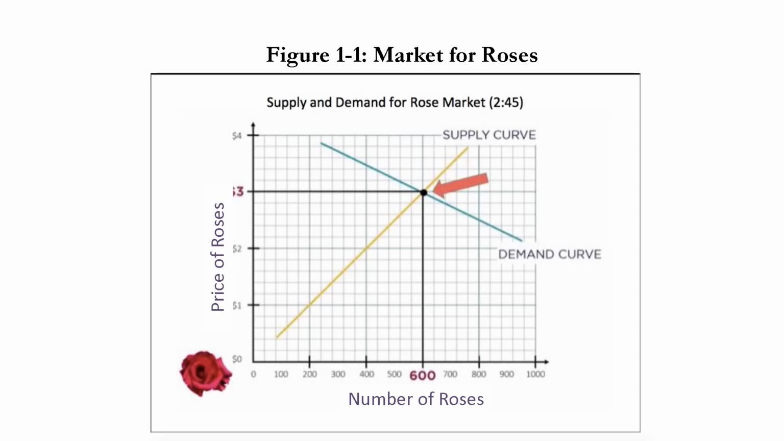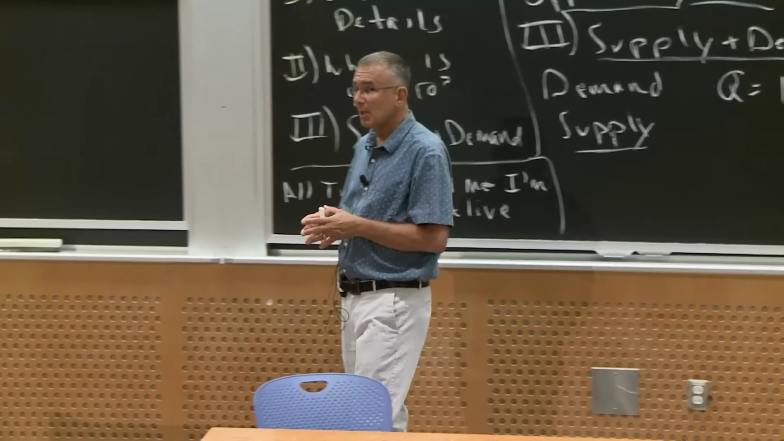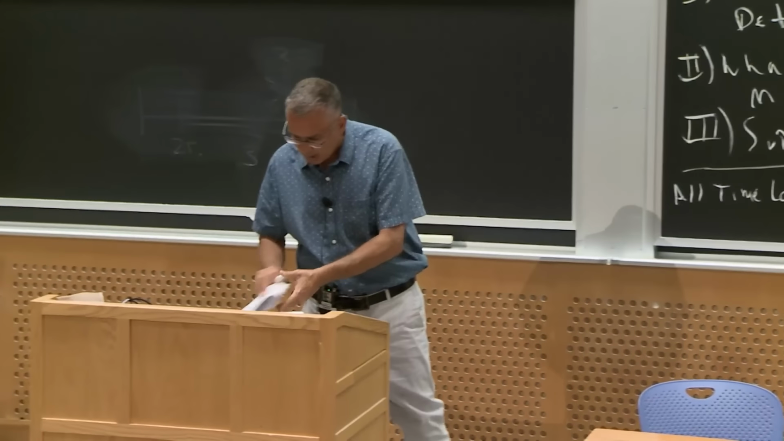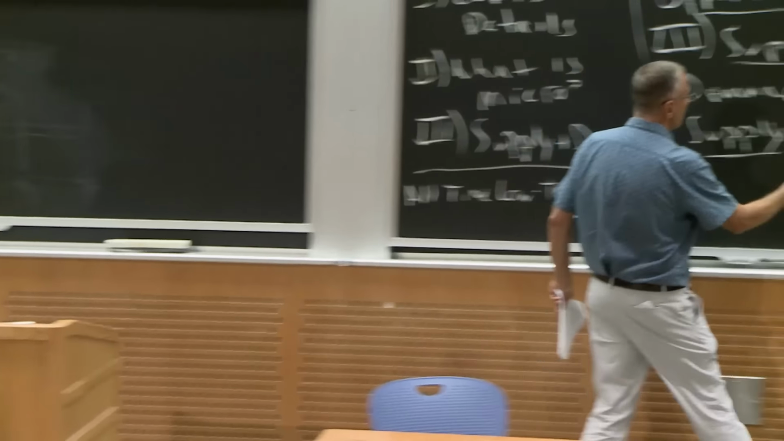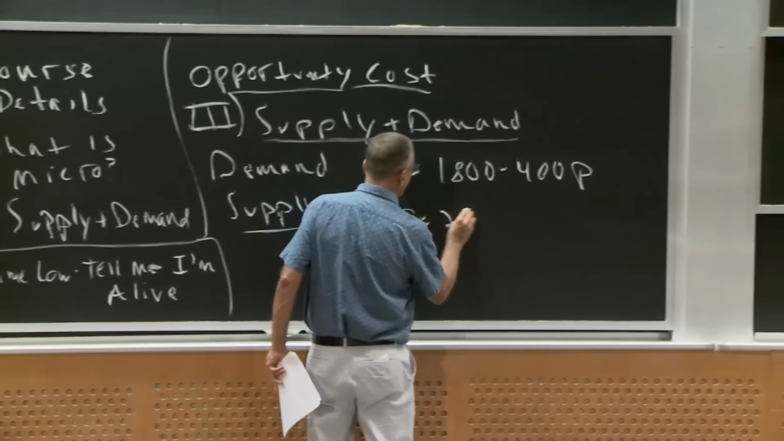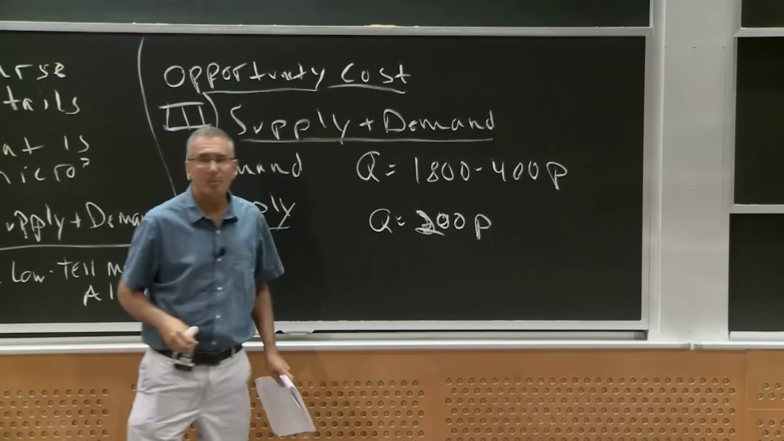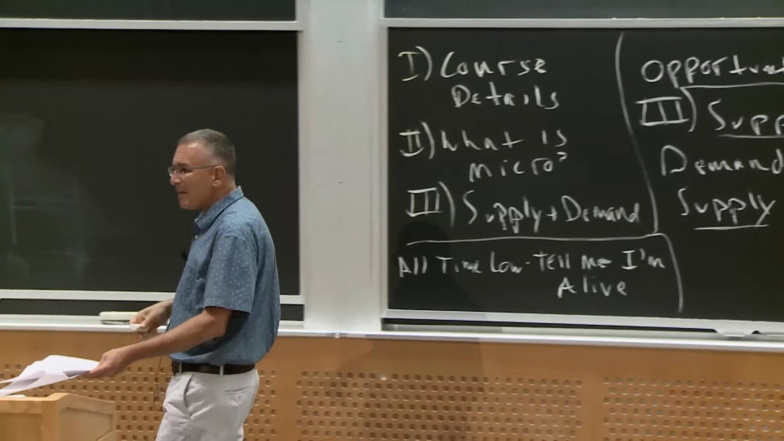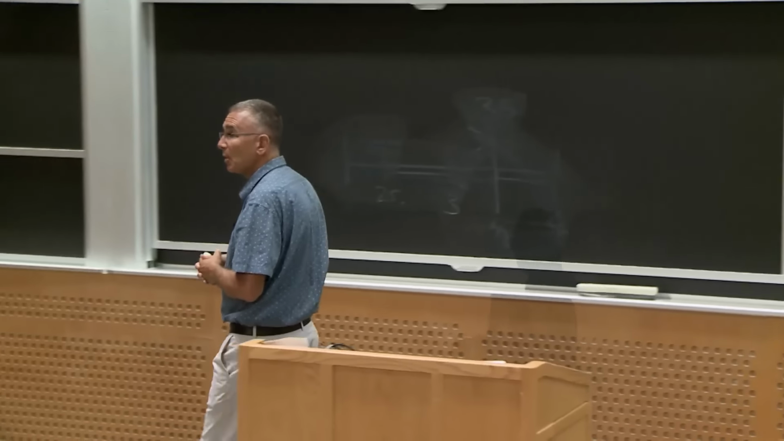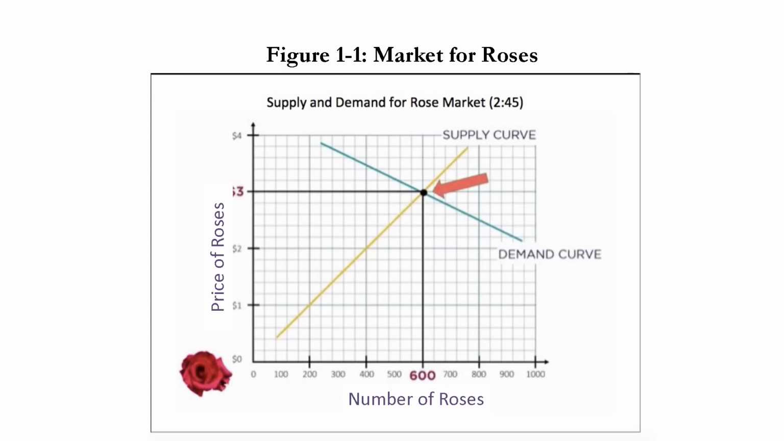Now the supply curve represents the same relationship between price and quantity, but from the supplier's perspective. A supply curve in this case that we've drawn here has the equation Q equals 200p. You'll see here there is a positive relationship between price and quantity. That is, the supply curve is upward sloping. As price goes up, firms will produce more roses.